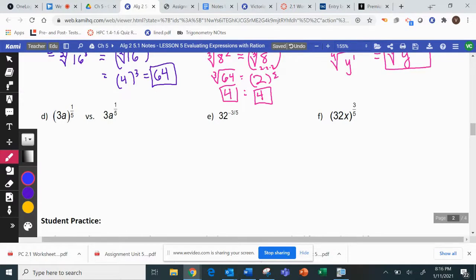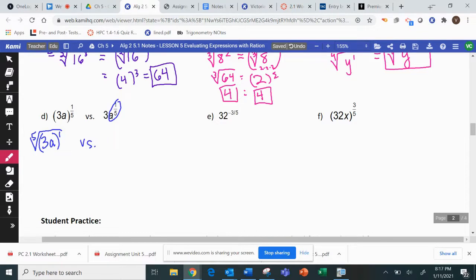All right, so we've got kind of 2 questions in D here. For this one, we've got the 5th root, and 3a is in parentheses, so that means 3a to the 1st goes on the inside, versus this one where only the a has the exponent on it. So this would be 3, and then it would be the 5th root of a to the 1st. Anything to the 1st power is itself. So this one would be the 5th root of 3a versus 3 multiplied by the 5th root of a.